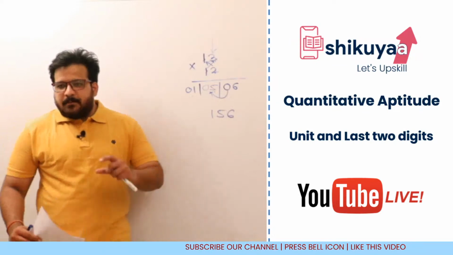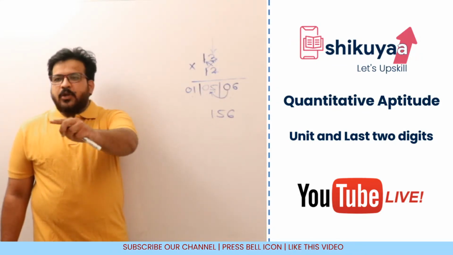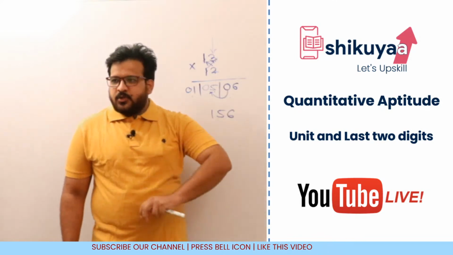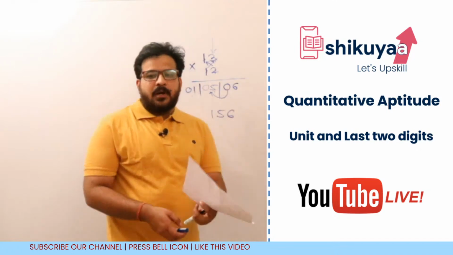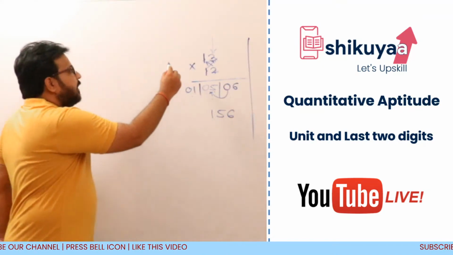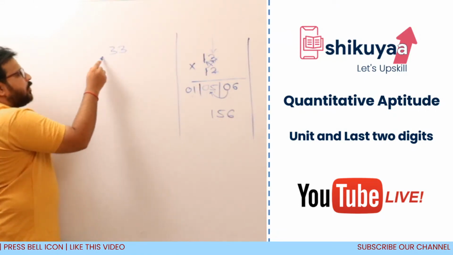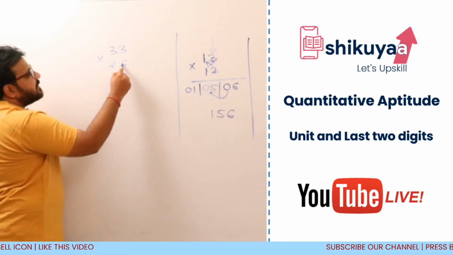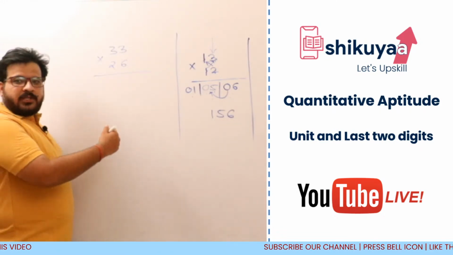Instead of wasting much time on the same problem, let me take another one so that you will be able to calculate it. Let's go ahead. I will take a bigger number now. Let me take 33 into 26. Now this is a random number which I have taken, and now I am going to solve this.